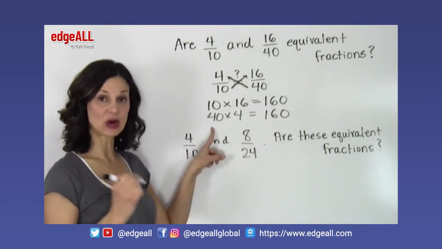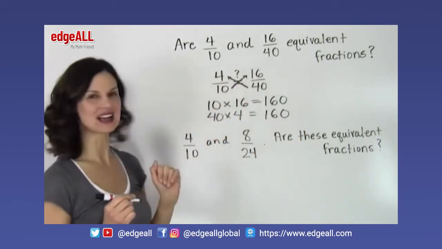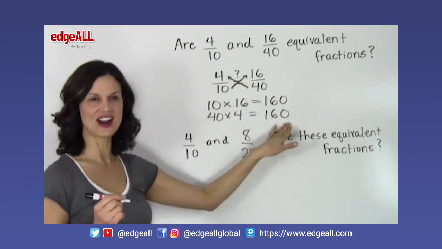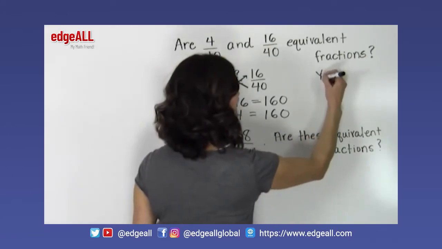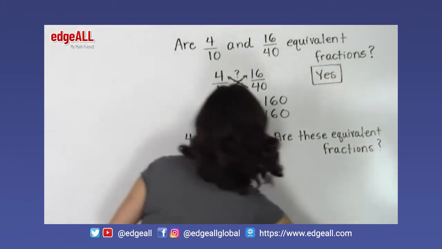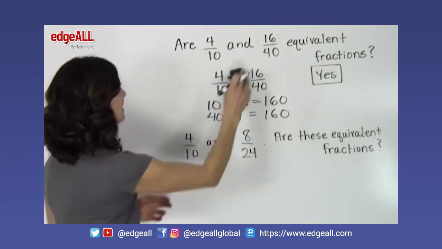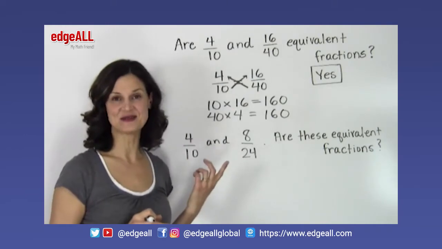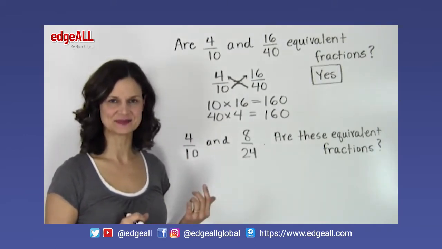Since the products of these two cross multiplications are equal to each other, I can say that yes, these two fractions are equivalent fractions. And I'll erase my little question mark over it, because I know now that these two fractions are equivalent.